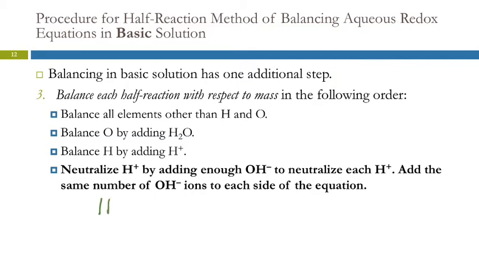So if I have a hydrogen ion and I put a hydroxide ion in there, what are those going to combine to form? H2O. So if I had 2 hydrogen ions and I want to get them out of my equation because it's a basic solution, I'm going to add 2 hydroxide ions and I'm going to end up with 2 molecules of water. Okay?